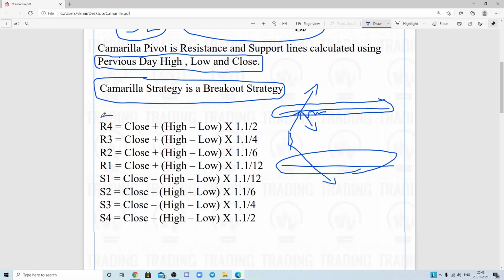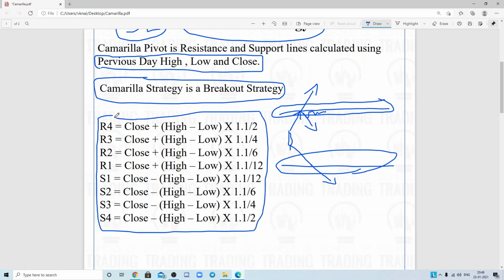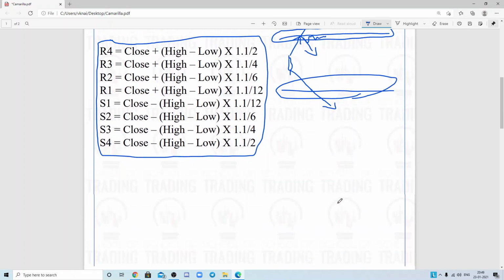Now this is the calculation which is used to calculate the resistance and the support lines of Camarilla. Now how do you calculate this? I'll explain it. Imagine that this is a candle. You all know where the open, close, high and low of a candle is. Now imagine this is a green candle, which is a bullish candle.